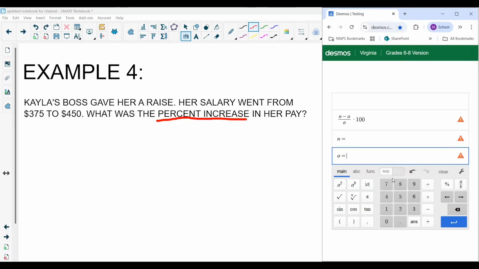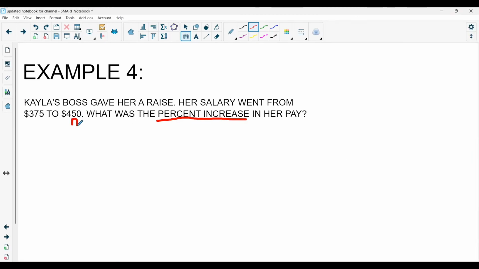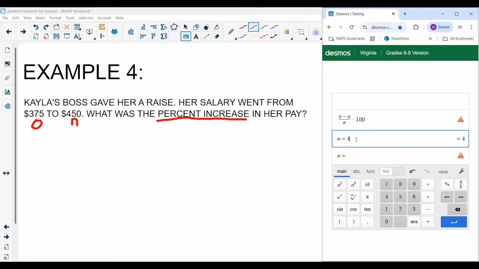So let's find out what my new amount and my old amount is. Okay, so if her salary went from $375 to $450, what's the new amount of her salary? She now makes $450. So that's our new one. And she used to make $375. So that would be her old amount. So now let's just plug our numbers into our calculators. N equals 450 and O equals 375.